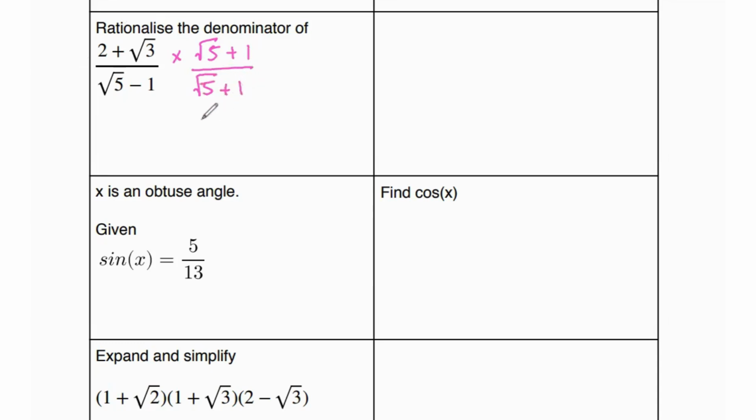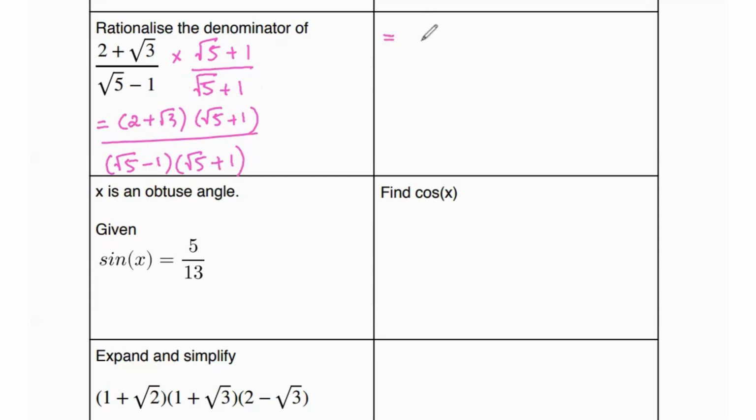So in conjugate, basically what happens is that your sign in the middle of the two terms changes. If it's positive, then the conjugate would be negative. If it's negative, the conjugate will be positive. So the conjugate of root 5 minus 1 is root 5 plus 1. So we multiply and divide the fraction by the conjugate. So that leaves us with 2 plus root 3 times root 5 plus 1 divided by root 5 minus 1 times root 5 plus 1.